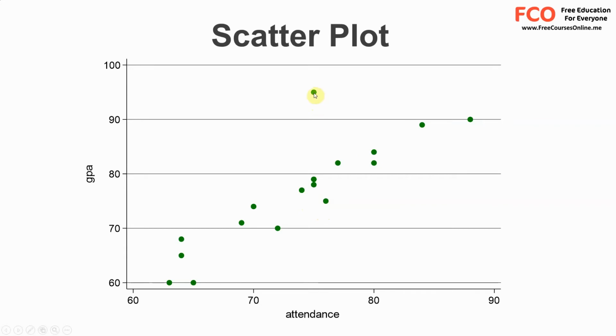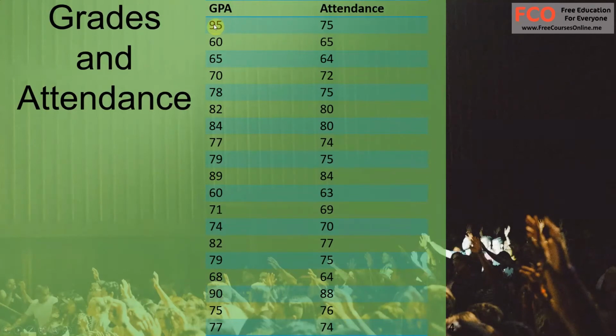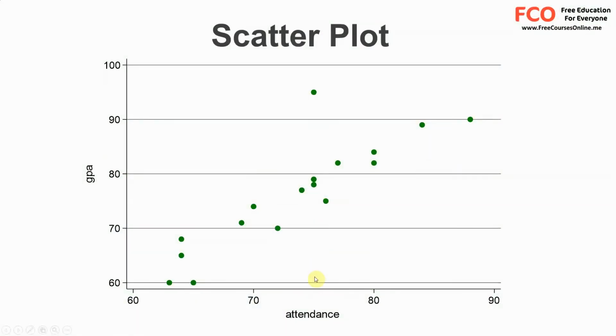If you look at this point, for example, this is the first observation. The first observation, as we said, the GPA is 95 and the attendance is 75. So this point has an attendance of 75 and a GPA of 95. We do this for all of the points.